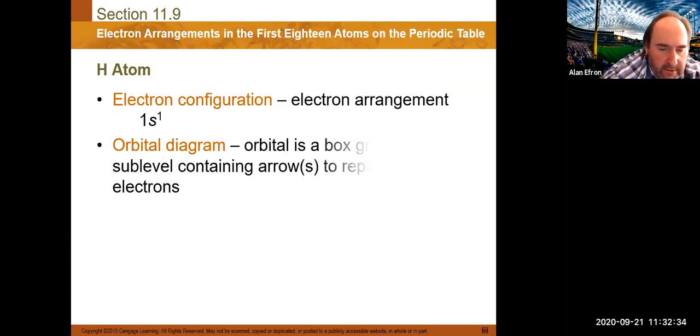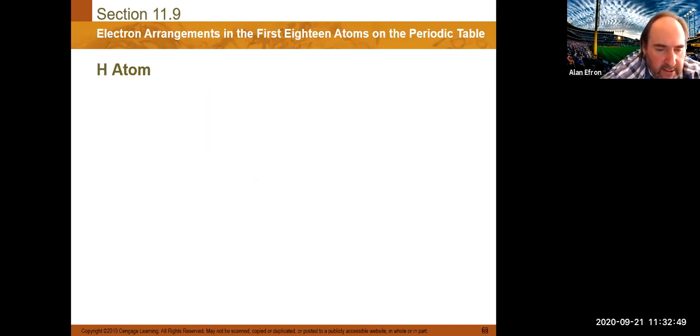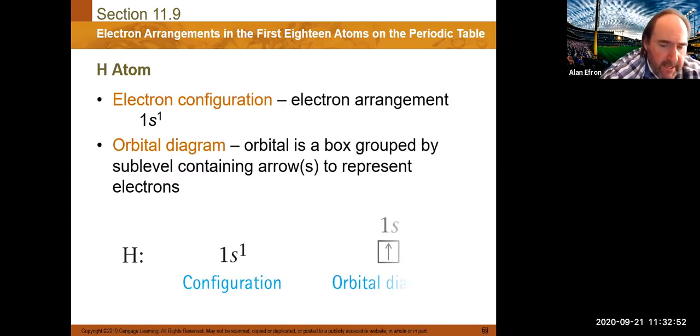So let's talk about a couple of ways that we can represent electron configuration. Electron configuration can be represented as we see in these 2 ways, which is 1s1 and an orbital diagram, which are arrows and boxes or lines. So when we look at something like hydrogen, hydrogen has 1 for its atomic number, which means it has 1 proton, and if it's neutral, it should also have 1 electron.